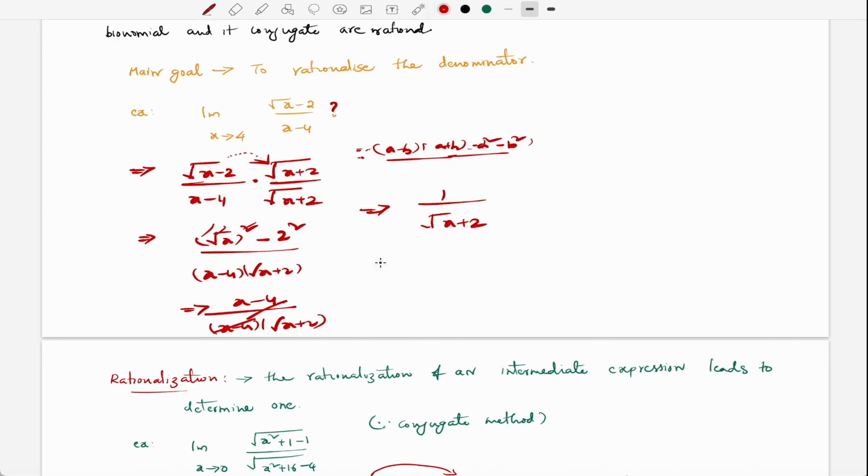If we substitute our value, which is 4, it becomes root 4 plus 2. What is the root 4 value? It is 2. So we get our output as 1 by 4. This is our output, right?